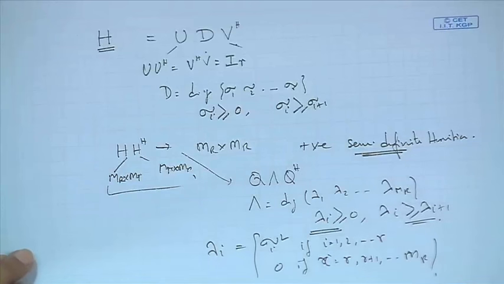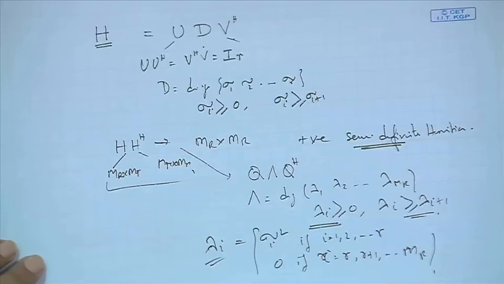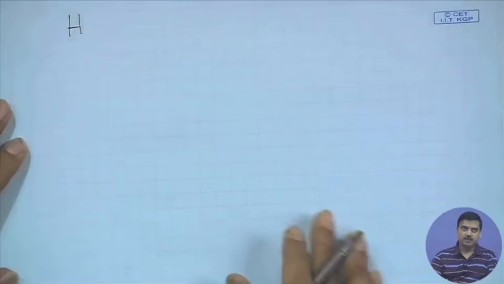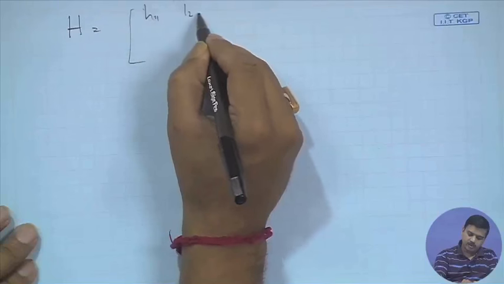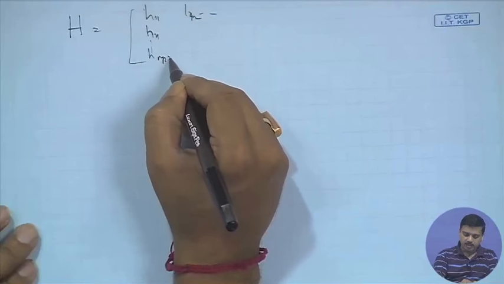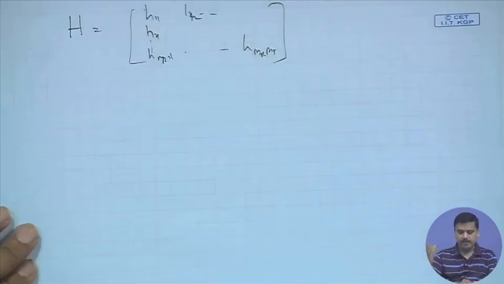So this is what is going to be used. We'll be mostly using these lambdas in our expressions, and we'll be using this H H Hermitian in most of our work. So as we go ahead further, what we have is H. If we take a look at H, it contains elements H11, H12 and so on, H21, up to HMR MT. So these are the contents of H.